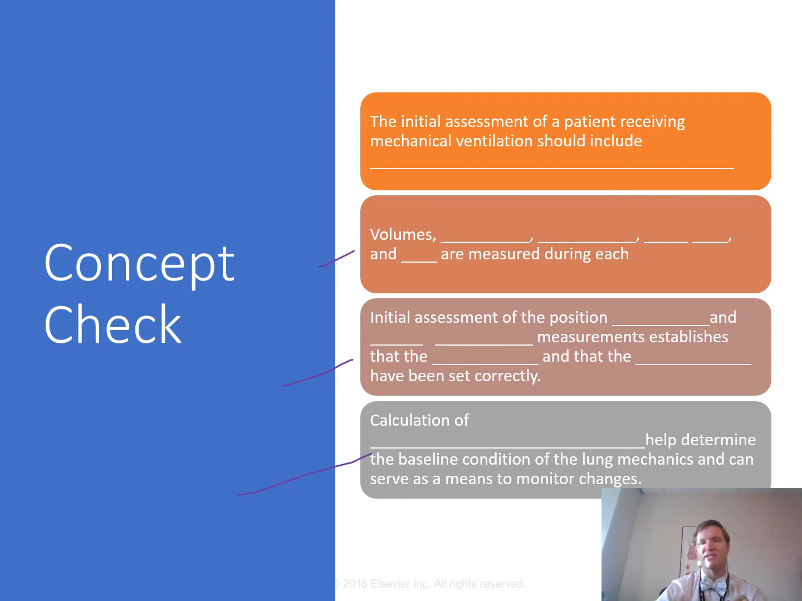And finally, the last one down here: calculation of dead space to tidal volume ratio, compliance and resistance, and evaluation of the PV curves when we're looking at inflection points can help determine a baseline condition of the lung mechanics and can serve as a means to monitor changes, right? So calculation of dead space to tidal volume ratio, compliance, Raw, and looking at PV loops and curves can really help us, especially when we're looking at where to set our lower inflection point versus upper inflection point settings.